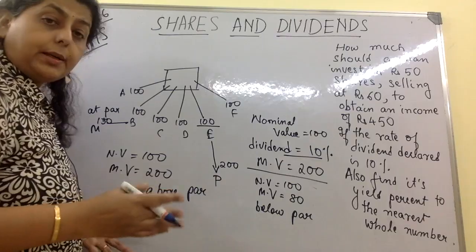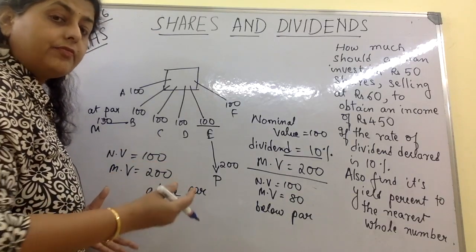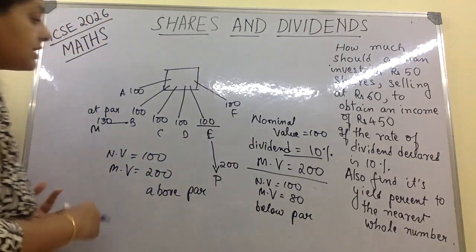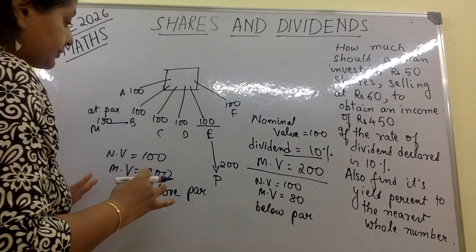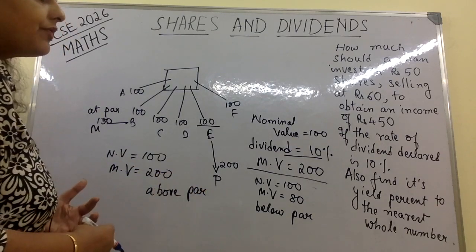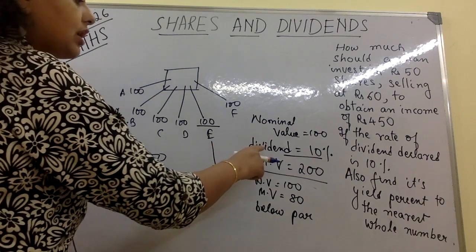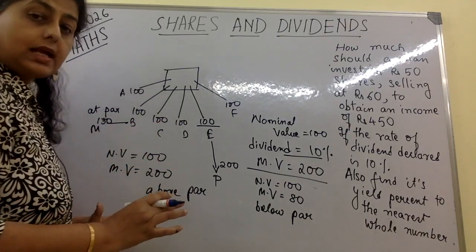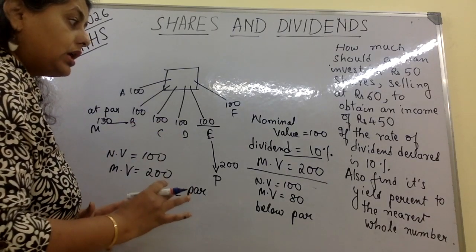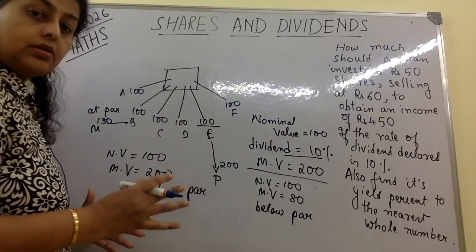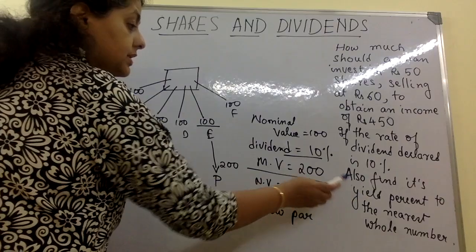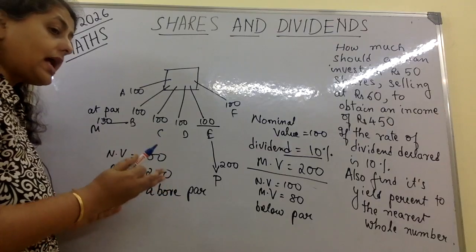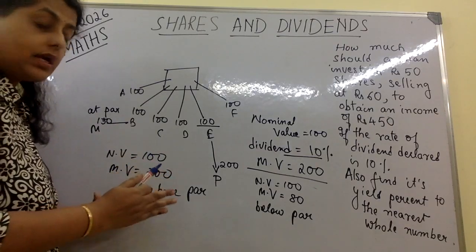Now if they talk about income, in many sums they talk about income from this transaction. Income is nothing but his total income, that is how much dividend he is getting at the end of, let's say, 2 years, 3 years. But if they talk about yield percent, it means how much money he has made, what percentage profit he has made on buying this.